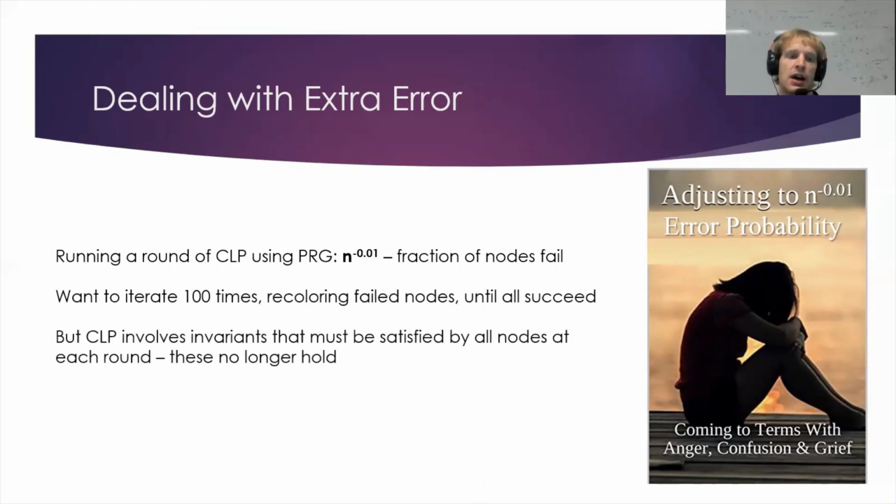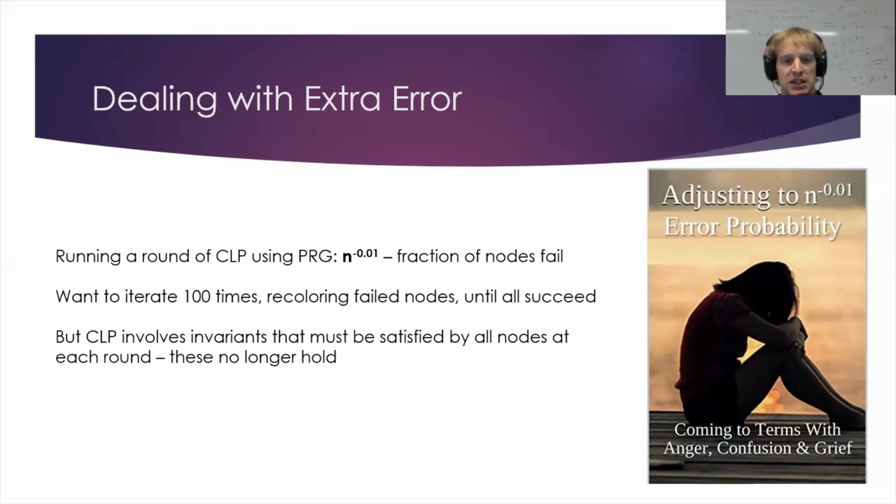But we can't actually do this immediately, because CLP involves quite close control over several invariants that have to be satisfied. It's not an algorithm for degree plus one list coloring, so you can't apply this to any coloring procedure. You need to actually satisfy some invariants, and we have no guarantee that we do this anymore.